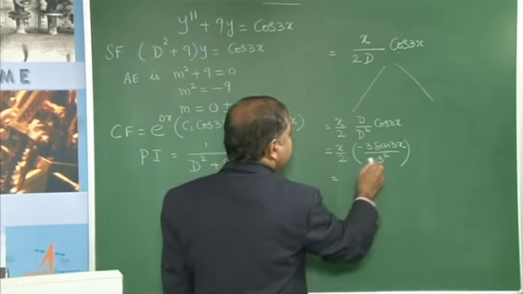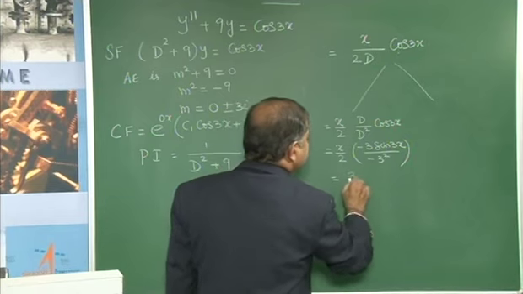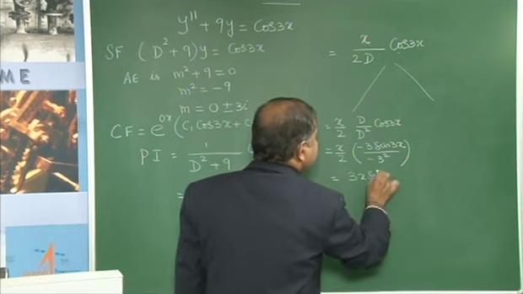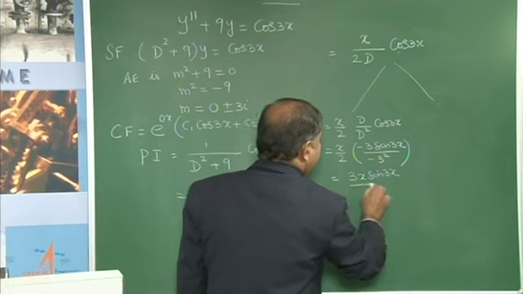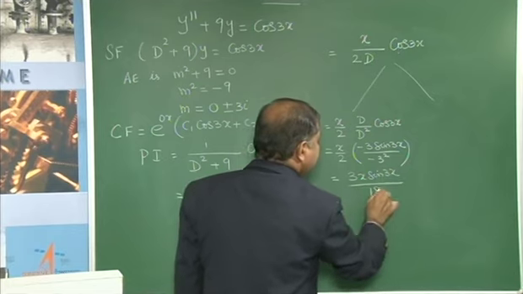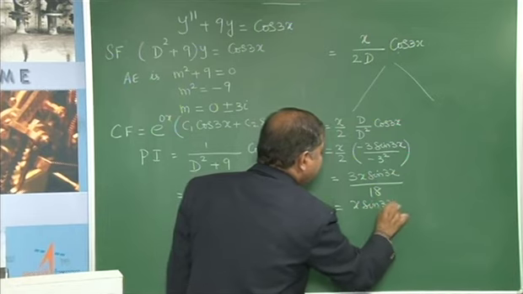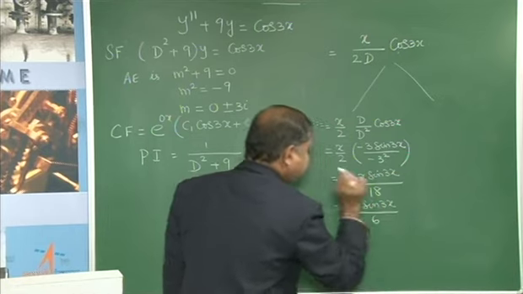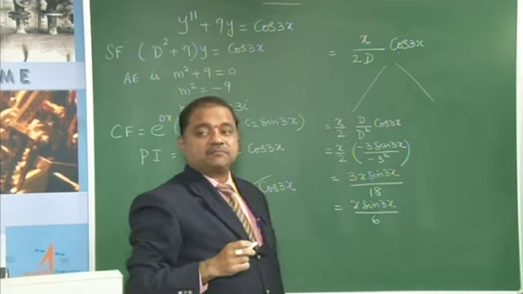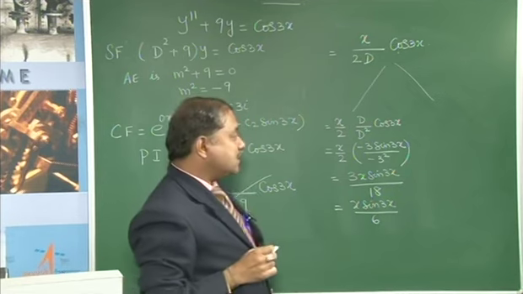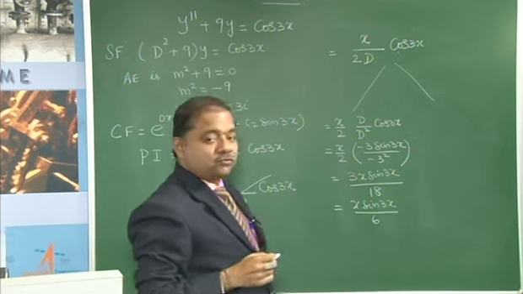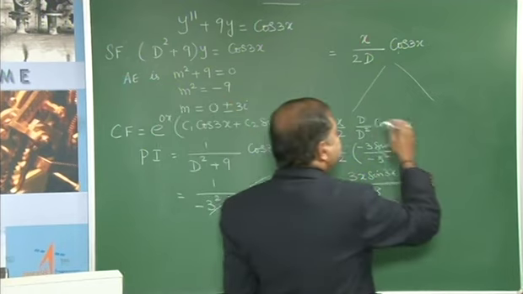Now simplify this, it will become 3x sin 3x divided by 9 twos are 18. In other words, x sin 3x by 6. Sir, this many number of steps we have to do? No problem. What is the other method?